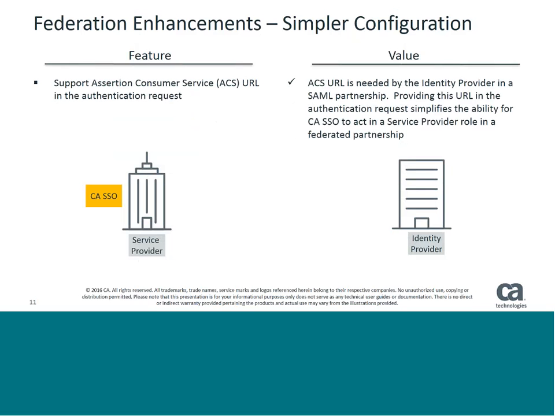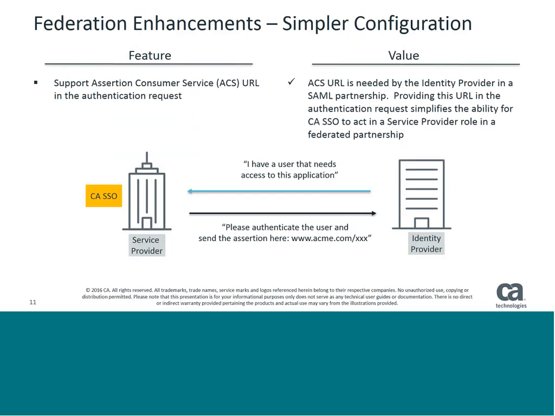Other things that have been added in this area relate to federated partnerships and configurations. One of the things that was added relates to inserting the assertion consumer service URL in the authentication request, so that, in essence, with SSO acting as a service provider, you can respond to an identity provider with a set of information that directs the identity provider where you'll be able to consume an authentication.